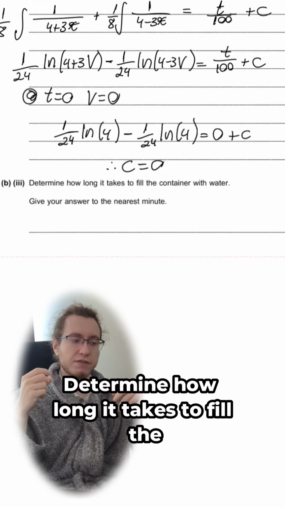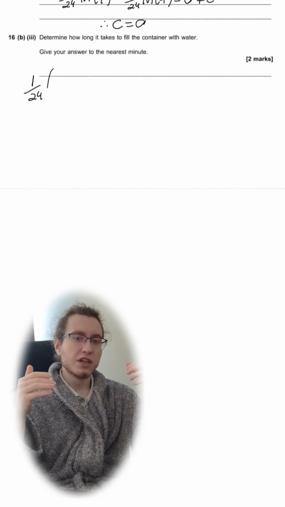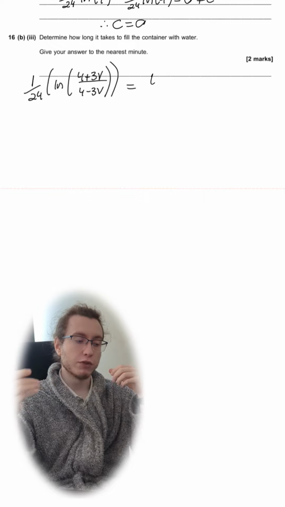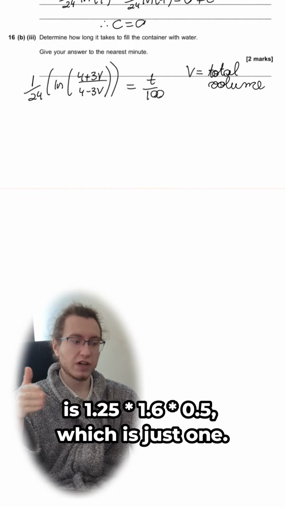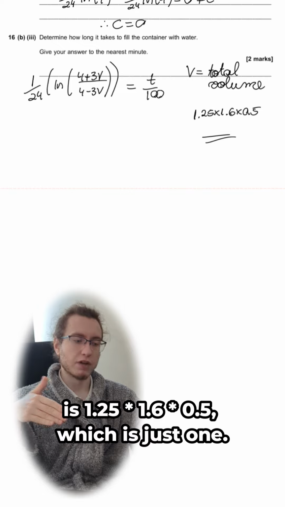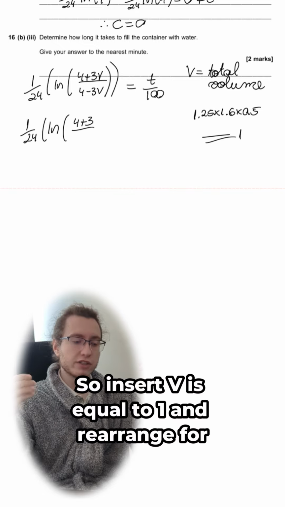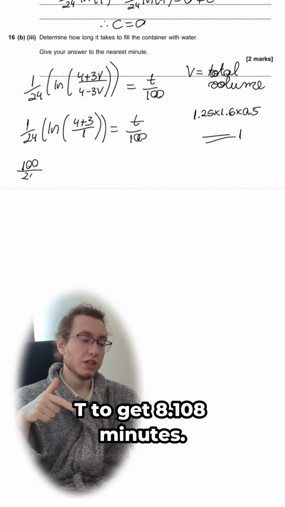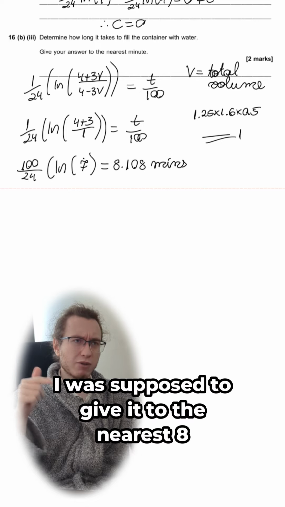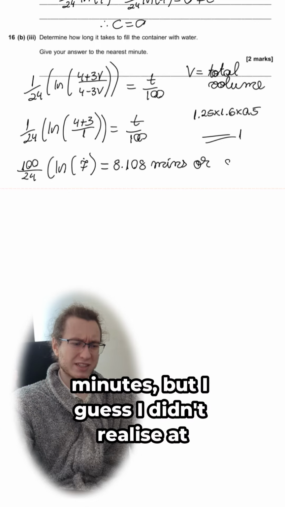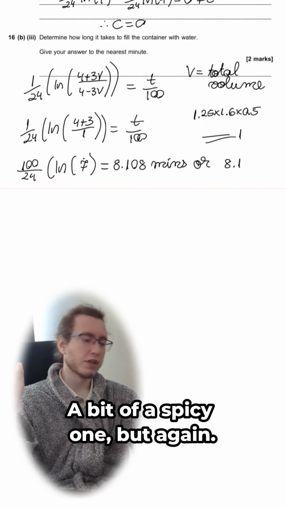Determine how long it takes to fill the container. This effectively means finding the time at which v is the volume of the cuboid. And the volume of the cuboid is 1.25 times 1.6 times 0.5, which is just 1. So insert v is equal to 1 and rearrange for t to get 8.108 minutes. I was supposed to give it to the nearest 8 minutes, but I guess I didn't realize at the time. A bit of a spicy one, but again, manageable.